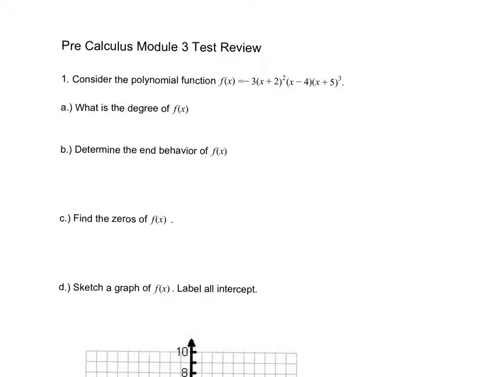Instead of expanding out the polynomial to find the degree, we can count the multiplicity of each of the factors. If we look, our first exponent is 2, x minus 4 is 1, and x plus 5 has multiplicity 3. So the total number we would have is 6. So the degree of our function is 6.